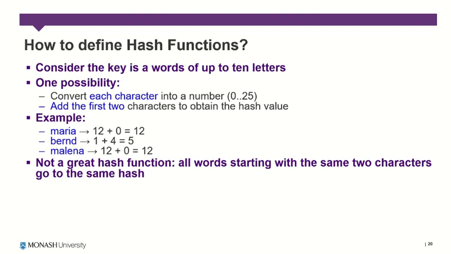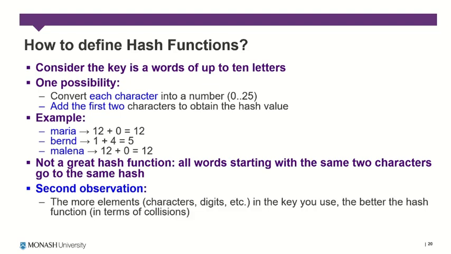collisions. Basically, if the two characters are the same, and could be the same in any order, for example, MA would be the same as AM, we would get the same hash value, which is not very uniform. Second observation is the more elements, characters, digits in the key you use, the better hash function in terms of collisions. So if we had used more letters in the key, we would have lowered the chance of a collision.